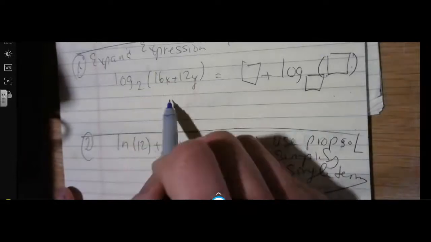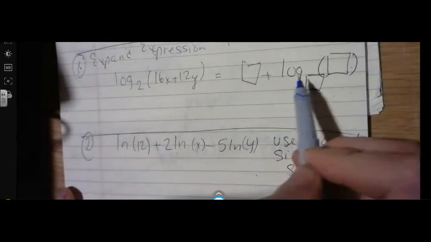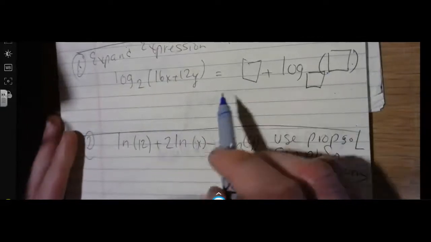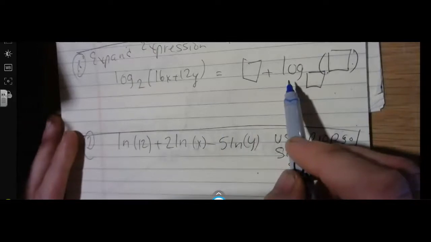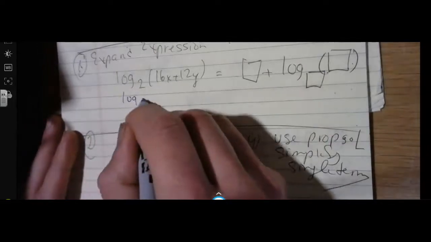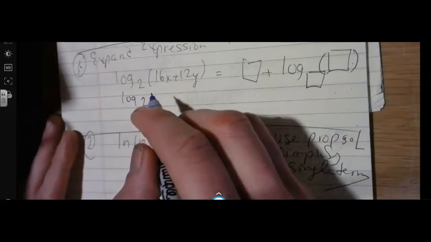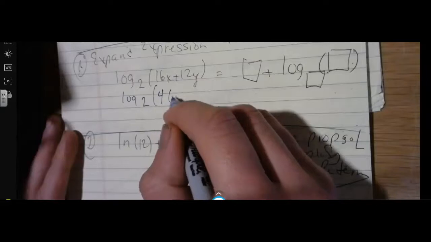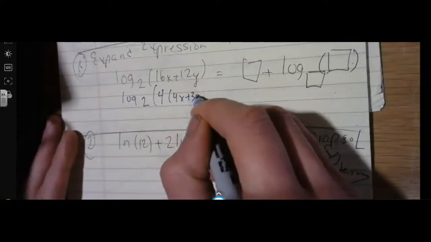If we have log base 2 of this expression here, they want us to rewrite it in this format. This is the way it looks in Hawks, that's the reason why I wrote it like this. So what you want to do here is probably take out a 4. So you're going to take log base 2 and then take out a 4, and you'd get 4x plus 3y.